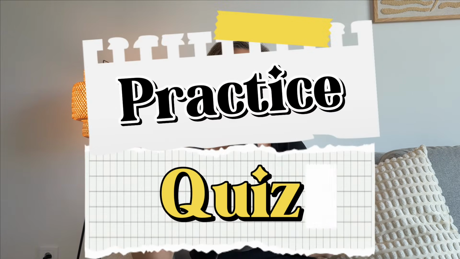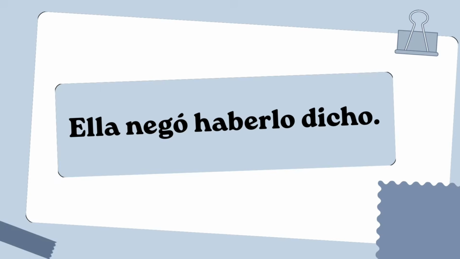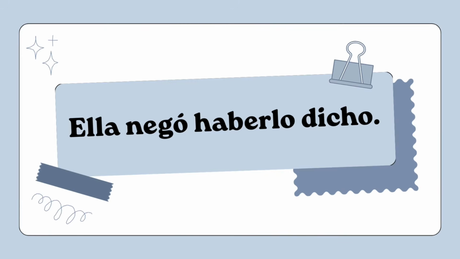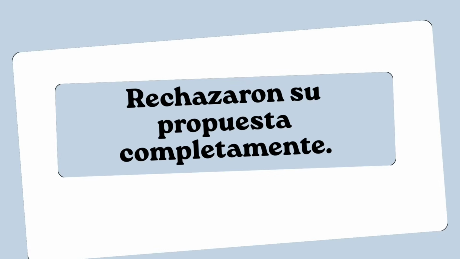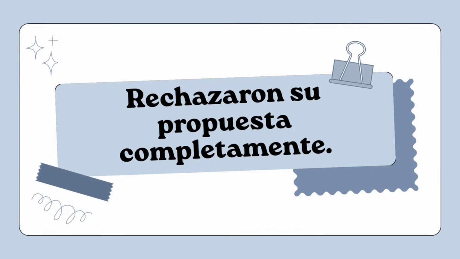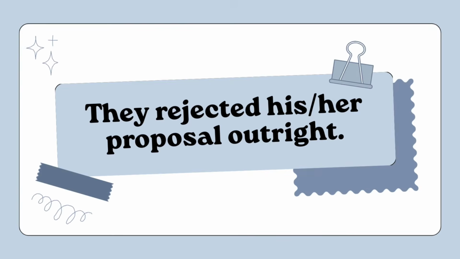And now let's see if you paid attention to this video, and it's time for a little practice. Can you translate the following sentences into English? Let's go. Number 1. Ella negó haberlo dicho. The right sentence would be, she denied saying it. As you remember, deny goes with ing. Number 2, rechazaron su propuesta completamente. They rejected her proposal outright.